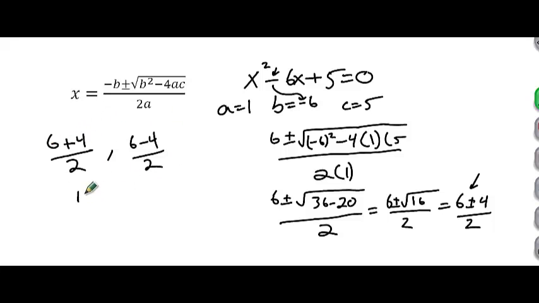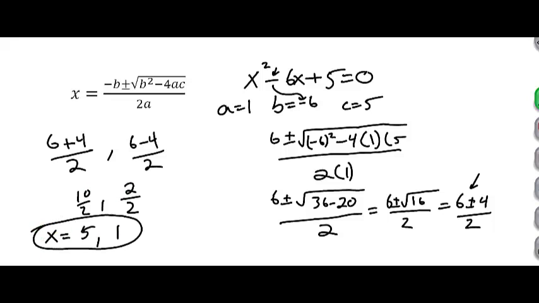6 plus 4 is 10 and 6 minus 4 is 2. So 10 divided by 2 is 5 and 2 divided by 2 is 1. So x equals 5 or 1. You can always check these out by plugging them back into the original and seeing if it works or not.